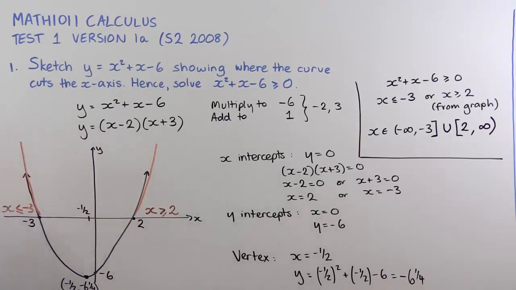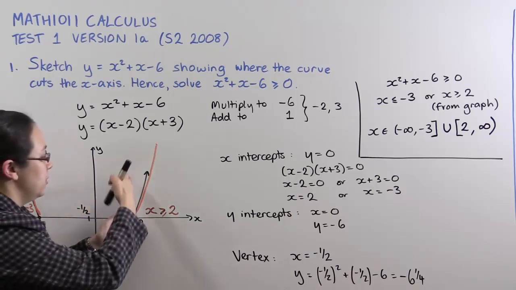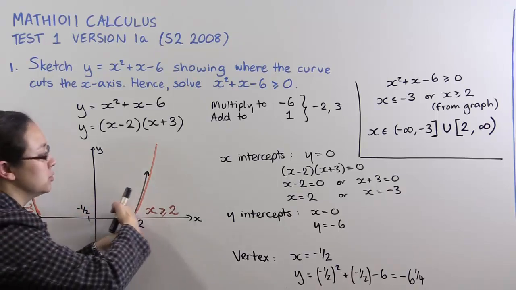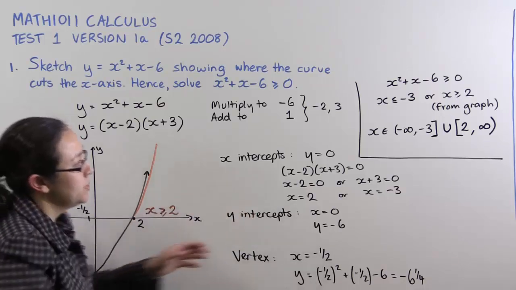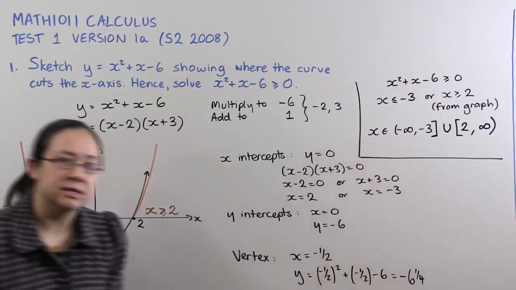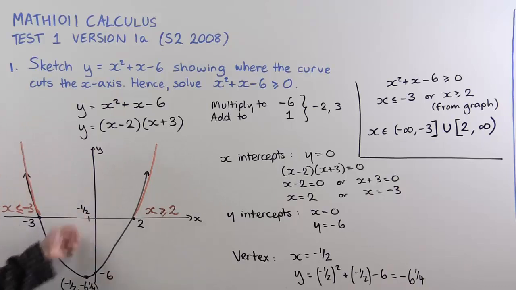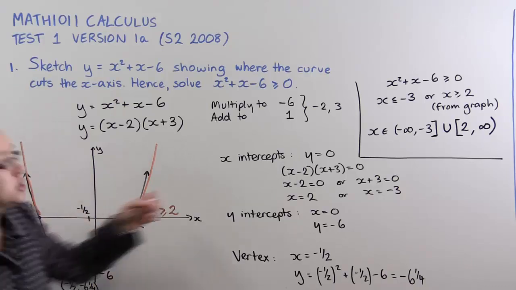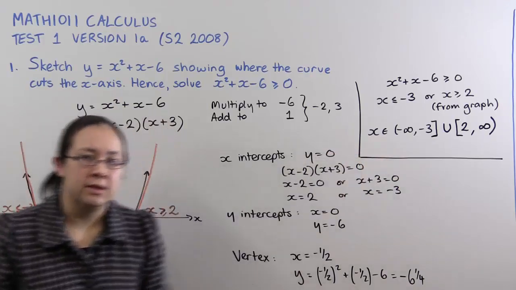So we can write our answer saying x is in this interval from minus infinity up to and including minus 3 and from 2, including 2, up to infinity. So we can write our answer like this. And that's how we sketch a parabola and use our sketch to solve an inequality.